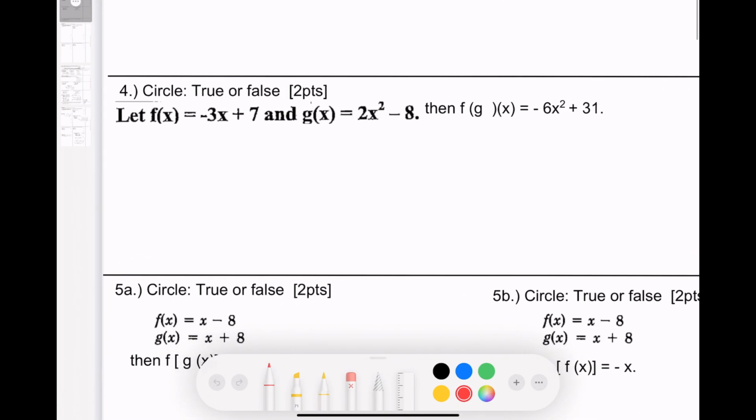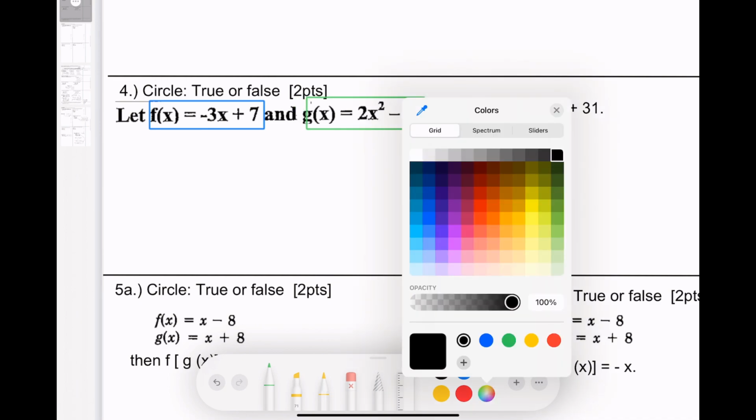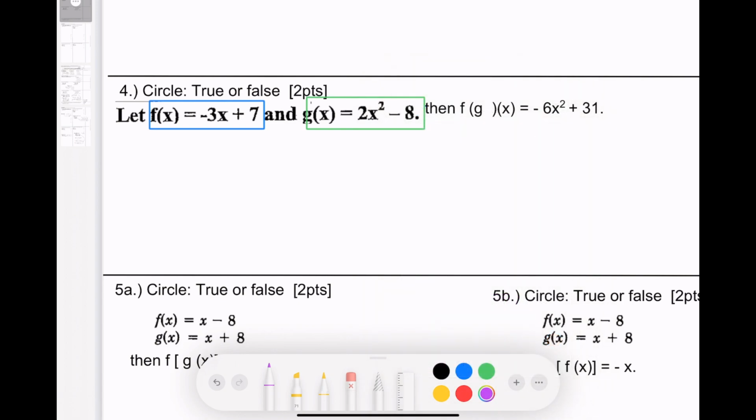Hey math lovers, let's go over question number 4 here. True or false? They give us f of x, I'm going to put it here in blue, and g of x. And remember, they're telling us you're starting here, so start here, and we're going to put x into g. This x value is going to go here and here. Let's write that.